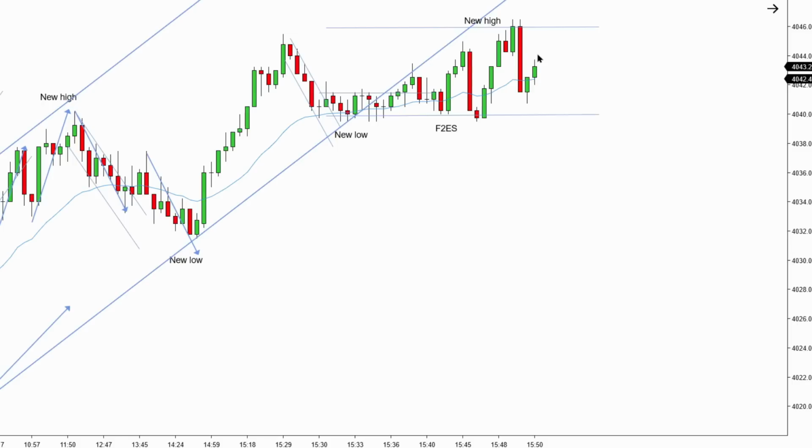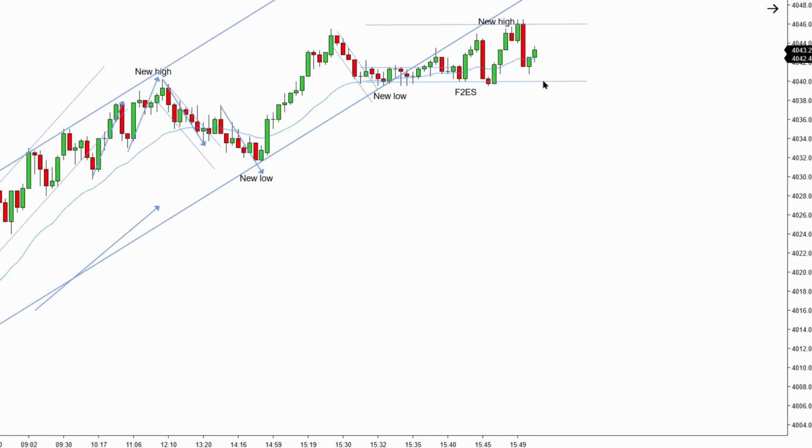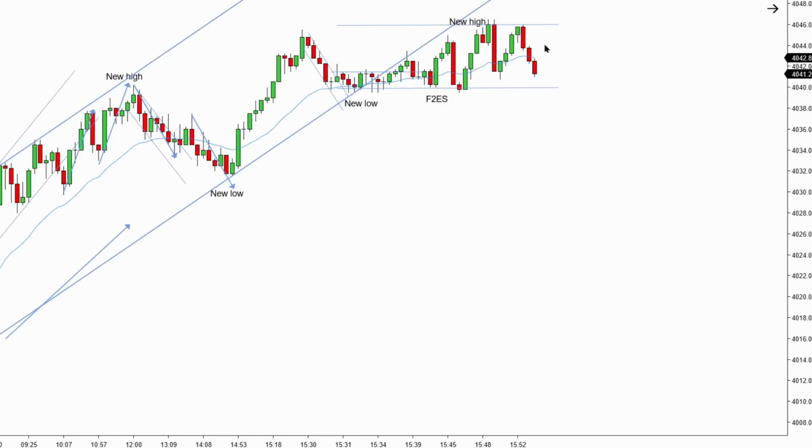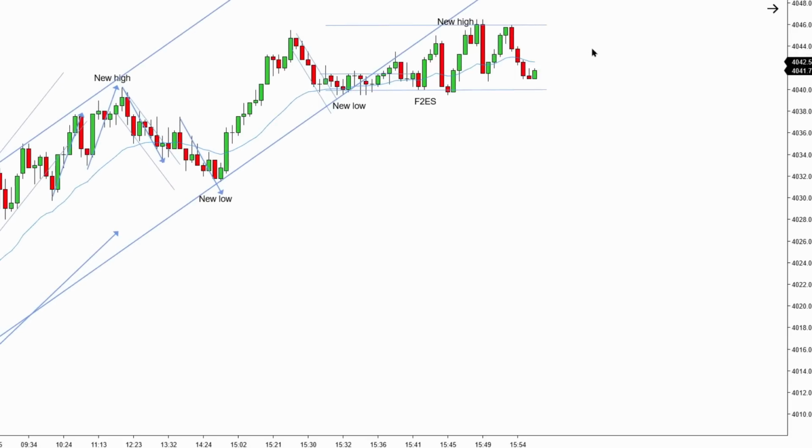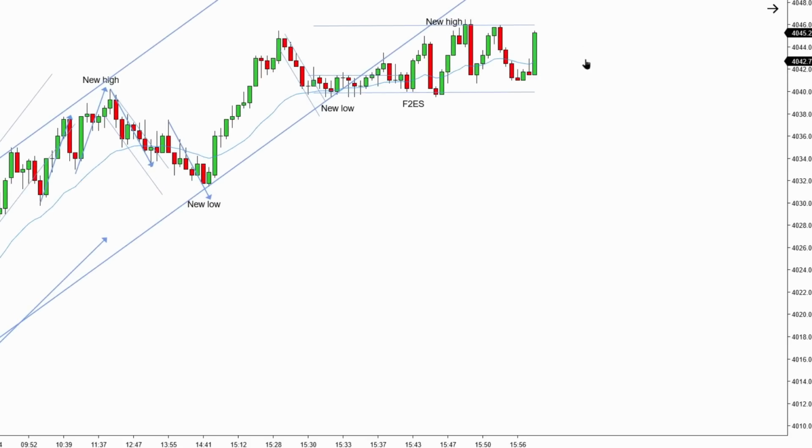Is there any high probability setup? Not really. I'm just going to zoom back. You can see the EMA flat, we're just going sideways. Micro double top, reset the count. The EMA is still exactly in the middle of these bars.